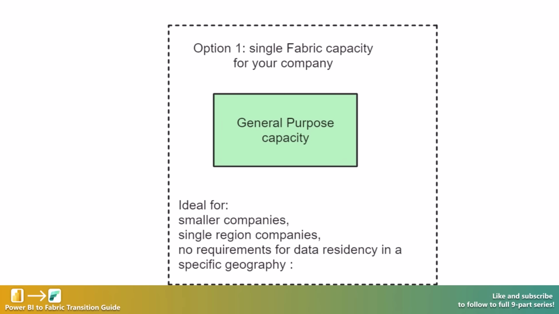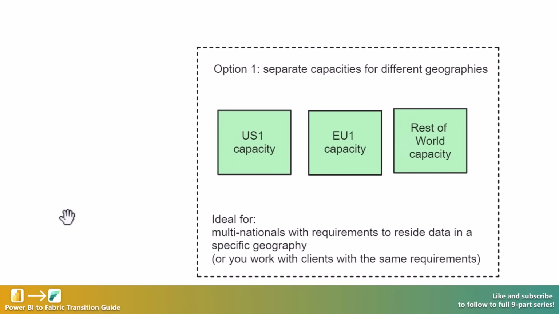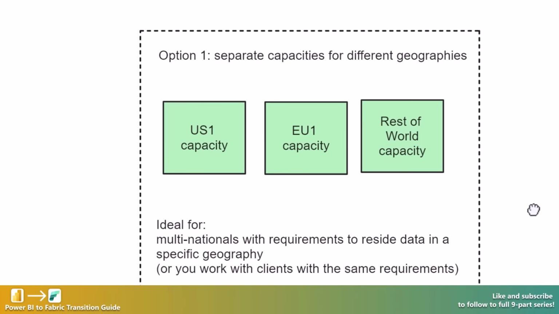But there's a few common situations that mean that you might have to buy and maintain multiple capacities. The first one being to comply with data residency regulations, such as GDPR, that state that you have to store and process data within a specific geography. So in Fabric, when you provision a capacity, you do so in a specific region of the world, which defines where the data is stored. So to comply with these regulations, you'll need different capacities in different regions.